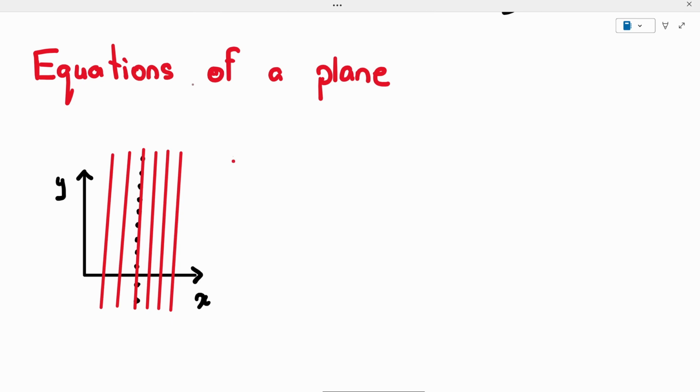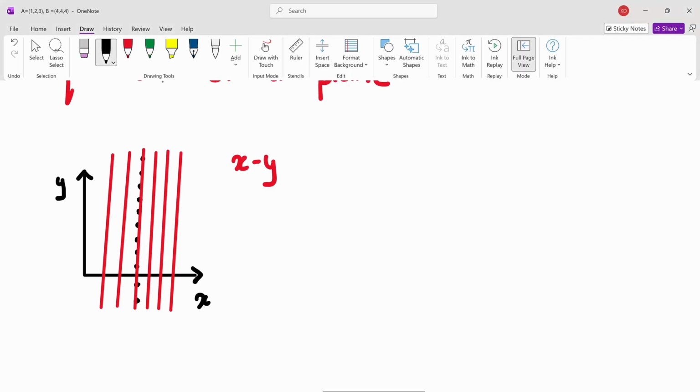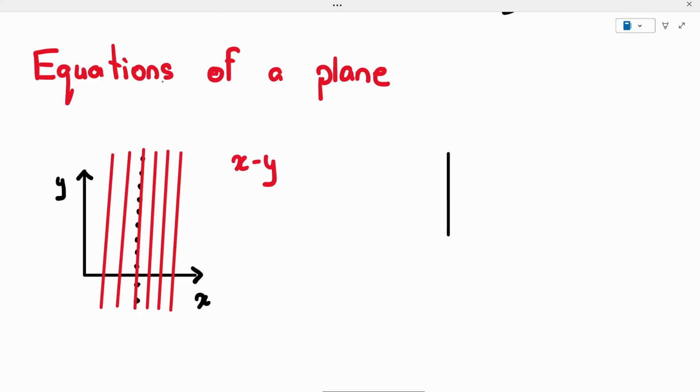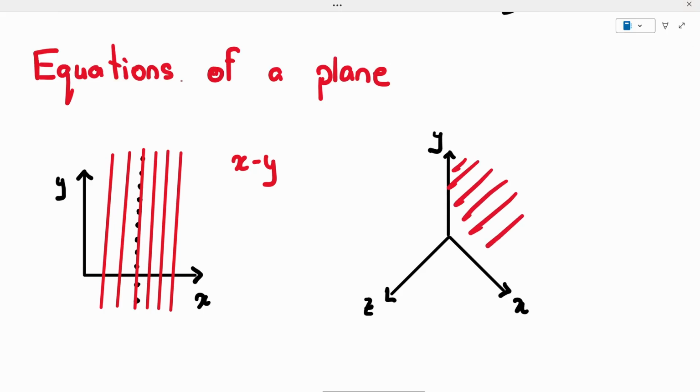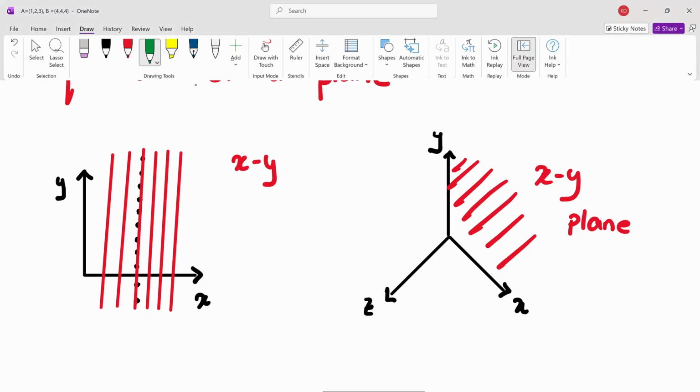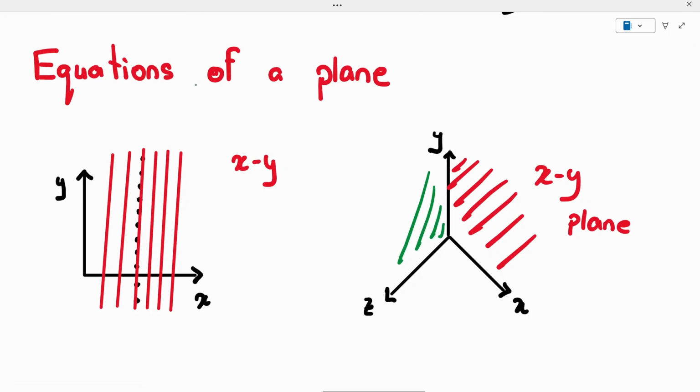So in 2D space, we have the XY plane. But if we go 3D space, right? So we have X, Y, and Z. We have the XY plane. We have the YZ plane.